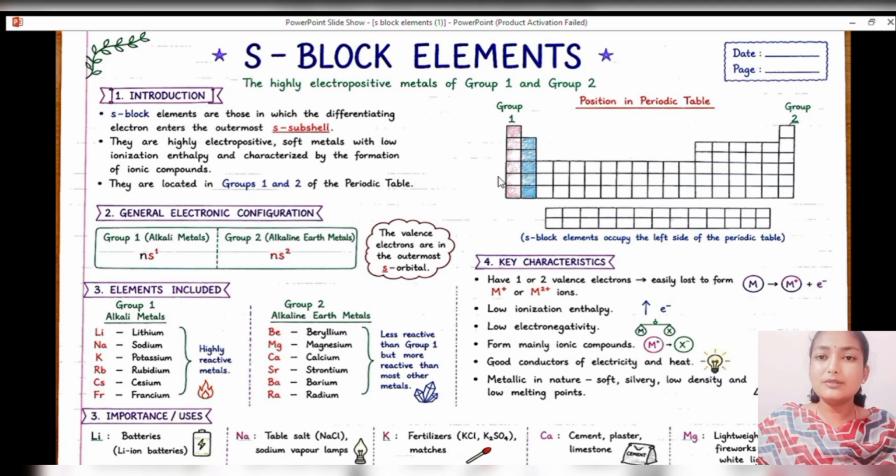At last, we understood that group 1 elements are very highly reactive. They have low ionization enthalpy and they are soft metals. They are silvery white and have low density, low melting point, low boiling point.